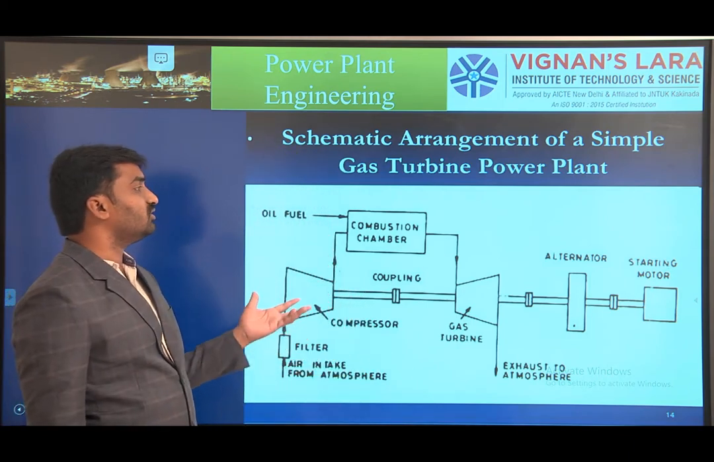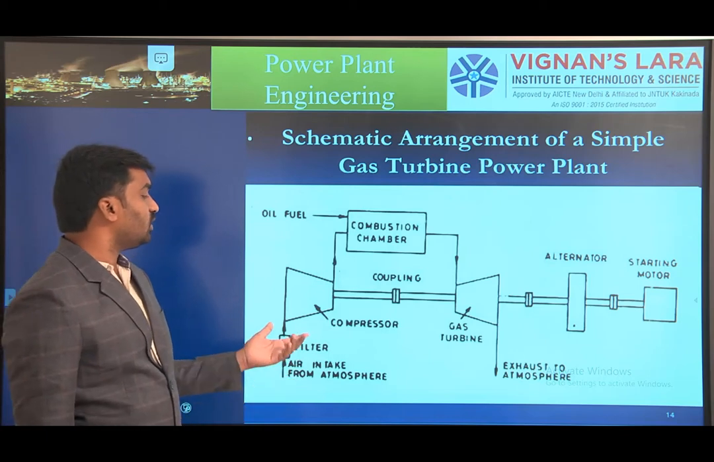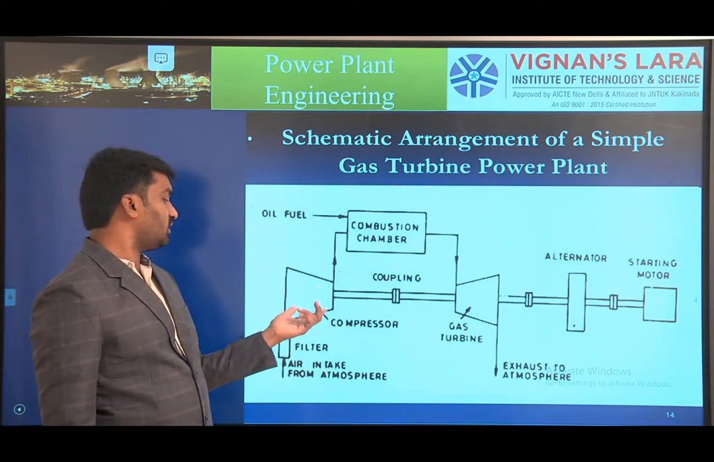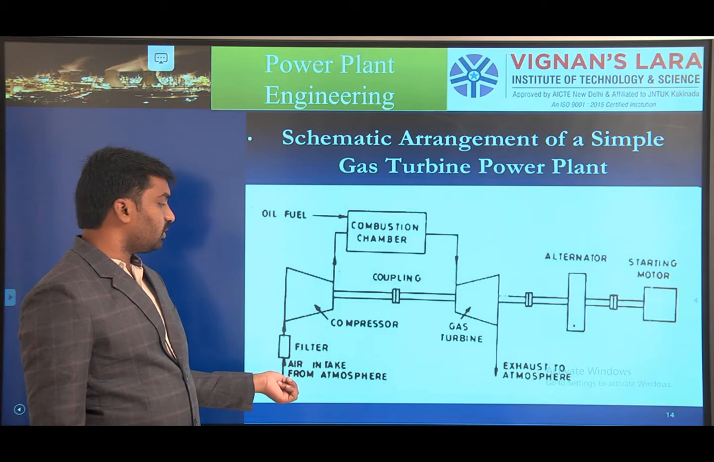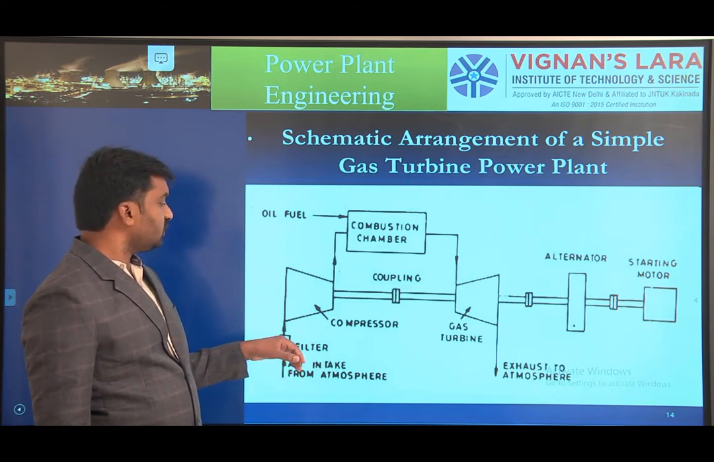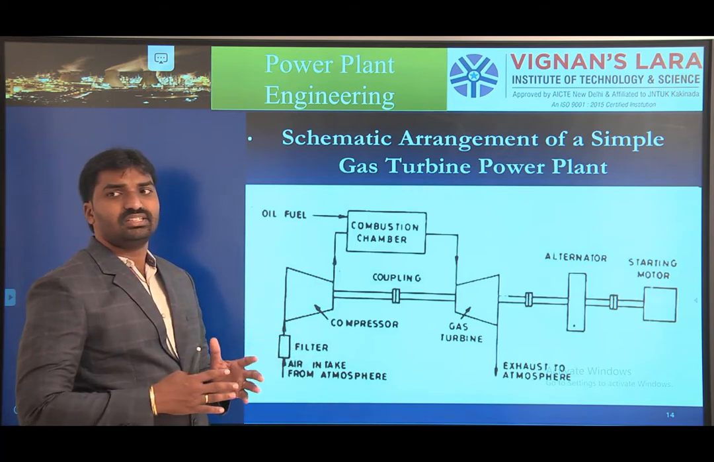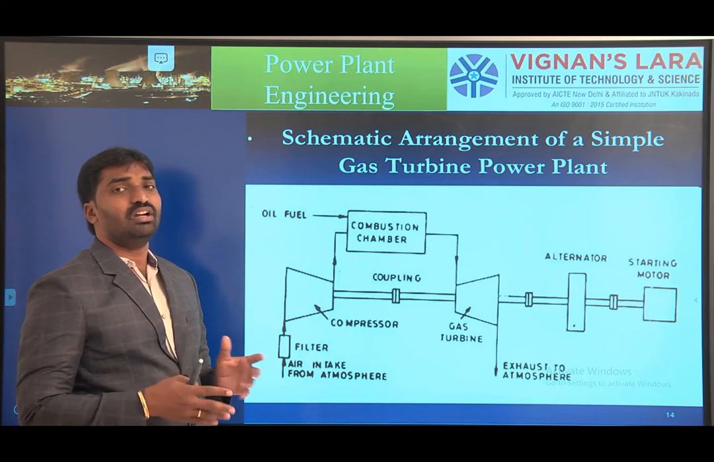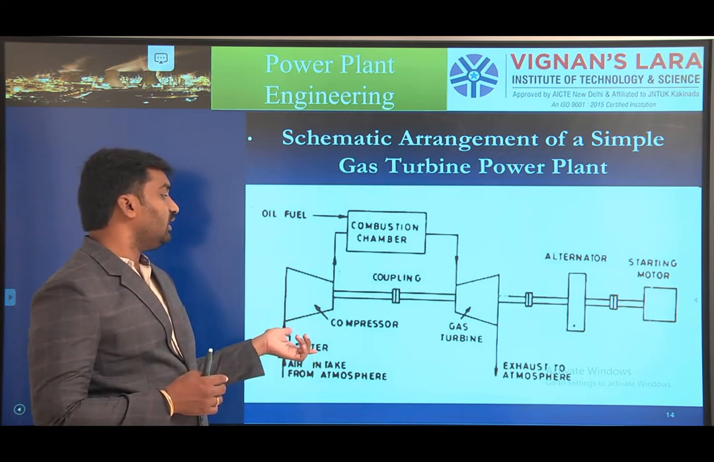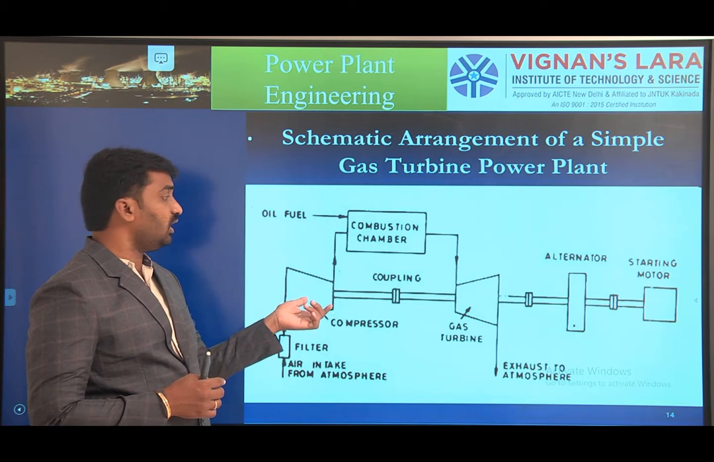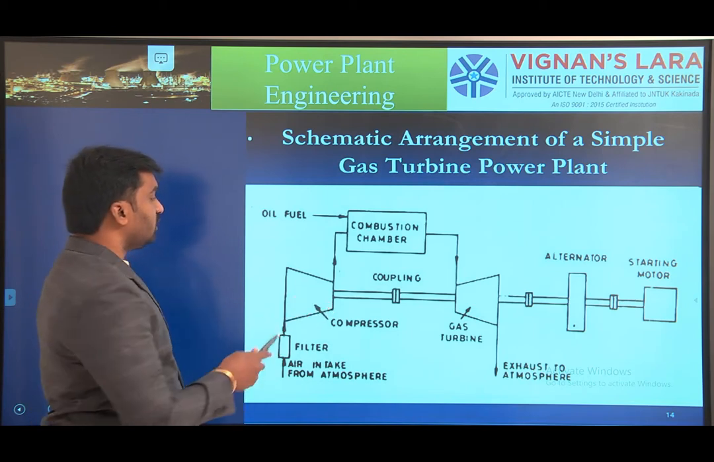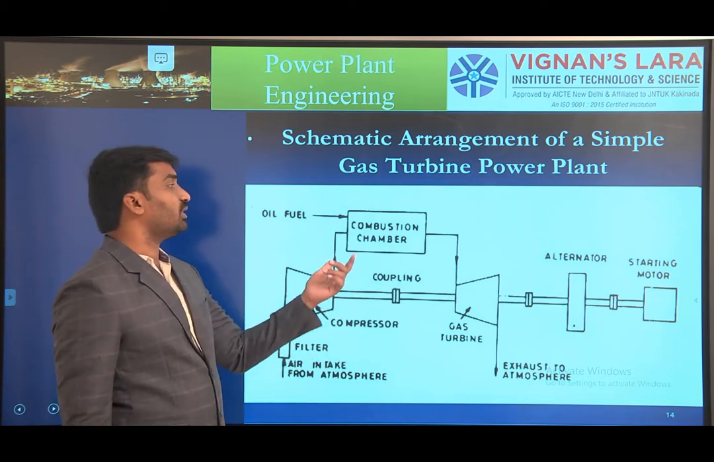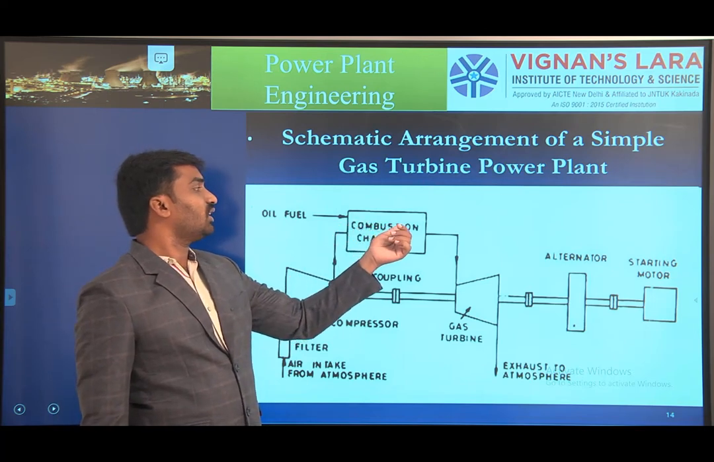So all the components that are required here: one is the compressor, and air intake from the atmosphere. So this is the filter. The filter removes the dust particles from the atmosphere. After the filter, the fresh air enters the compressor. In the compressor, that air is compressed and the compressed air is sent into the combustion chamber.